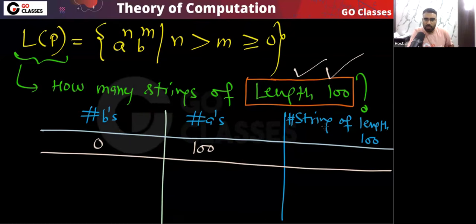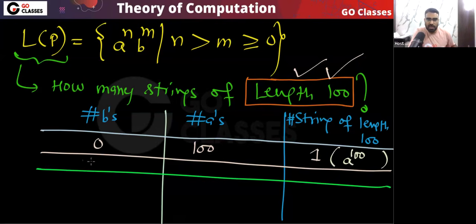So you can see how many such strings will be there? Only one such string will be there. Yes or no? What will that string be? That string will be a power 100. That's it. This string will be there. Do you agree with me? Because I want a length 100 string.